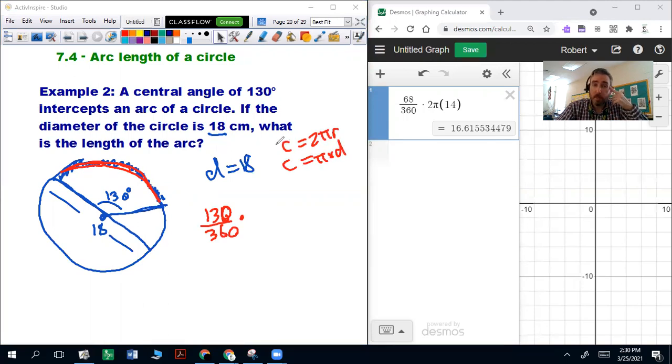So whether or not you cut that 18 in half, you could do pi times 18. Or you could say, all right, well, the radius is going to be 9. So I could do 2 pi times 9, but 2 times 9 is 18. So it's really the same thing as 18 times pi. So I'm just going to say, all right, the diameter is going to go there. 130 over 360 times pi times 18. I'm ready to calculate that.